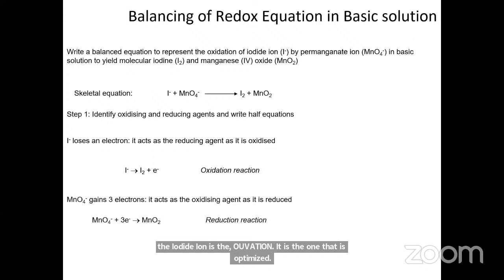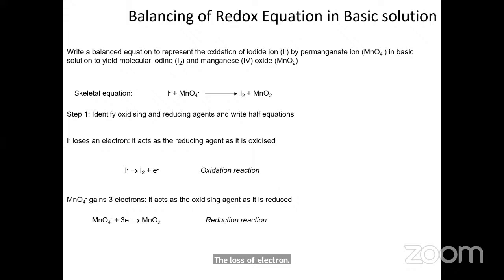And then the manganate ion, you have MnO4- going to MnO2. So we have the MnO4- gaining 3 electrons, because the oxidation number of manganese in MnO4- is +7, and its oxidation number in MnO2 is +4. So it will gain 3 electrons to become MnO2. That is the reduction half.